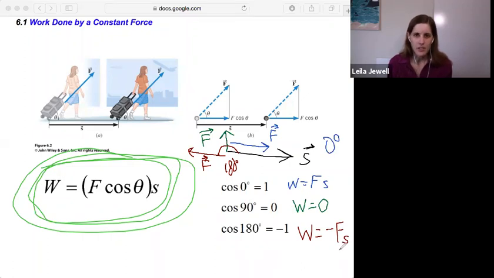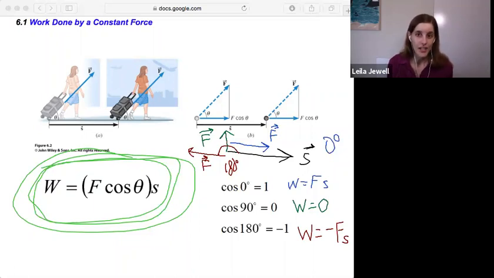What does this mean? This means that if your force is pointing in the opposite direction of the displacement, it's actually doing negative work. It's opposing the displacement. So we get positive work if the force is helping the displacement, negative work if it's opposing it, and 0 work if it's not doing anything to change it.